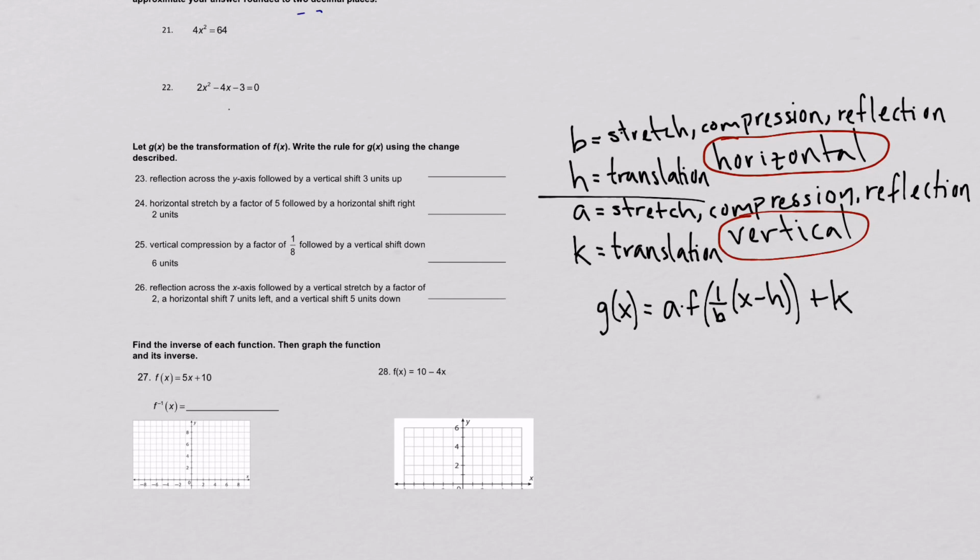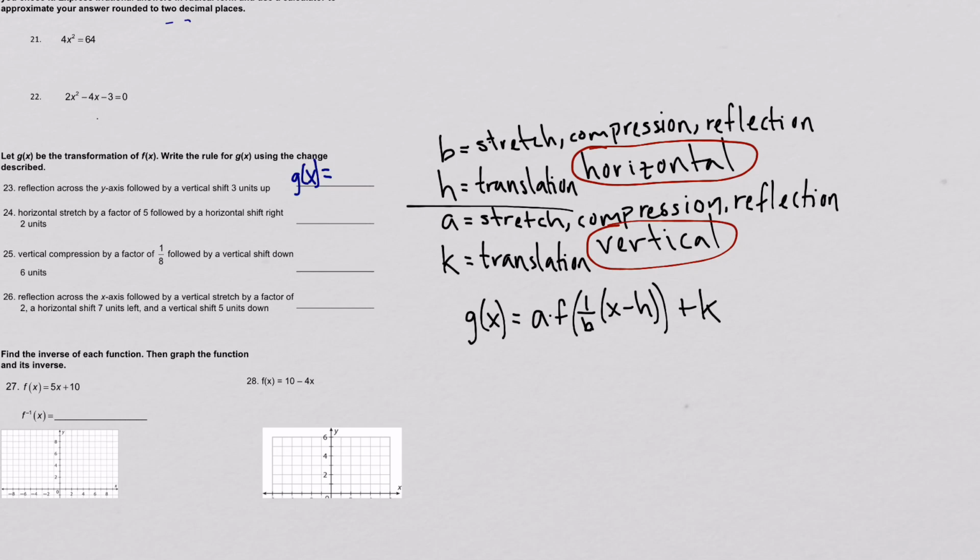So the first question says, write the rule for g of x using the change described. So what is going to be g of x in this case? It's going to be g of x is equal to, and now let's look at the change. It says a reflection across the y-axis. Which parameter is that? Well, it's either b or a, because that's a reflection. But if we're going across the y-axis, that means it's a horizontal reflection.